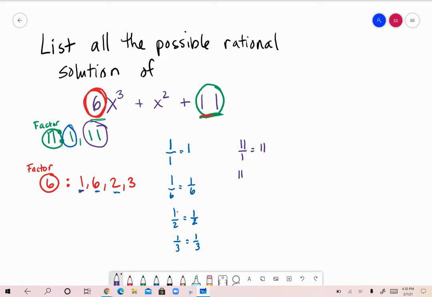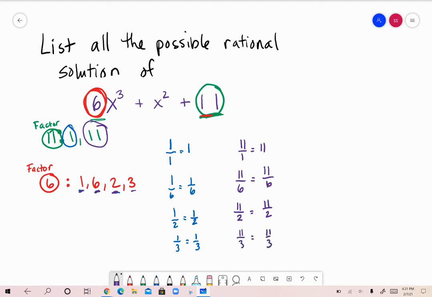And then you go to the next one. 11 divided by the next number, which is 6. So 11 divided by 6. Simplify, it's still 11 divided by 6. The next one, 11 divided by 2. You keep it as 11 divided by 2 because you can't simplify. The next one, 11 divided by 3. And that's 11 divided by 3.